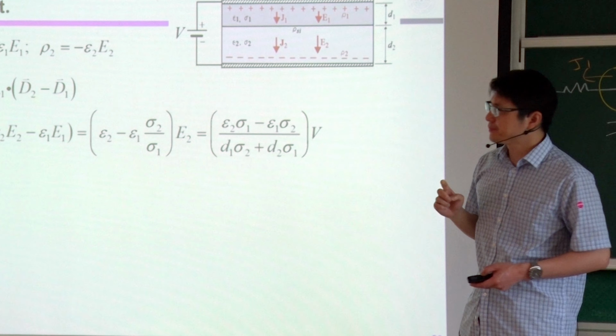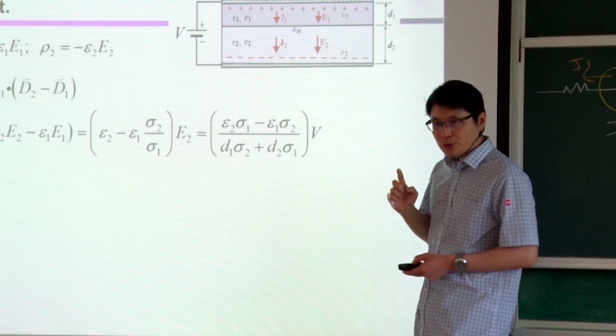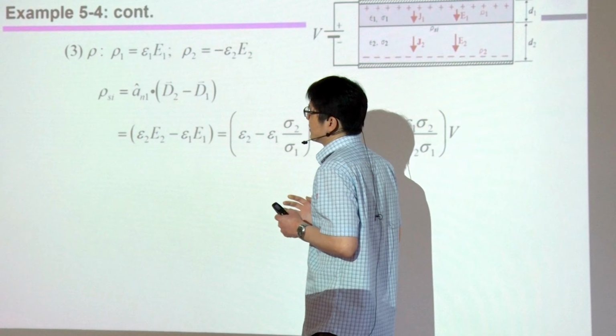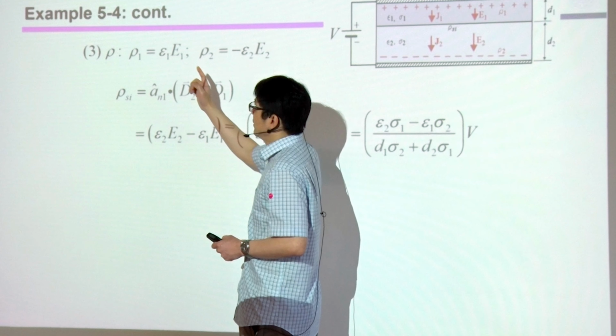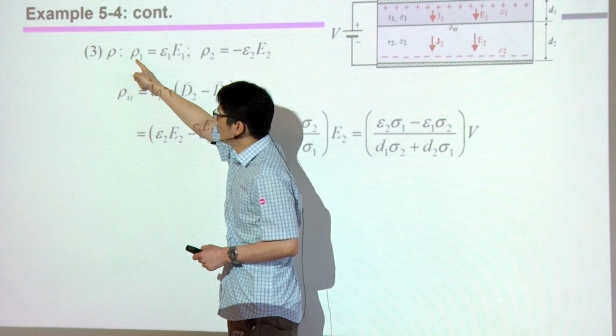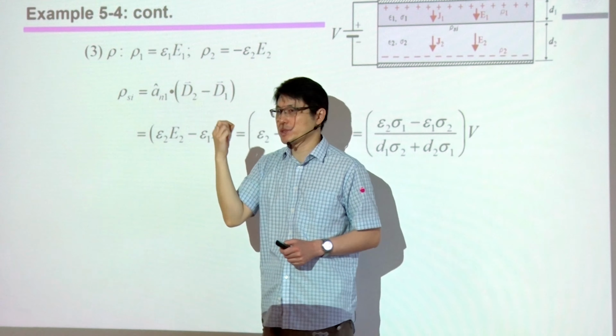But is there a quicker way? Why am I asking this? Can you tell me, does rho 1 plus rho 2 equal 0?